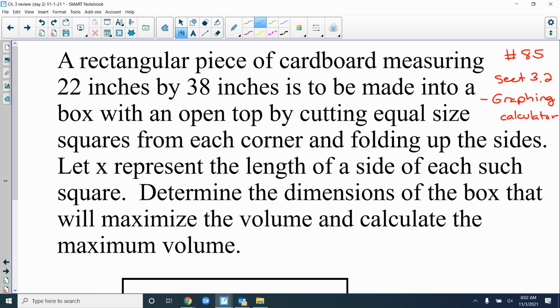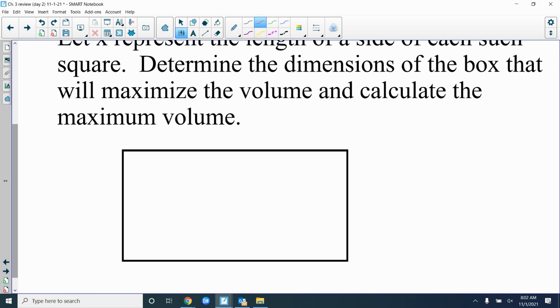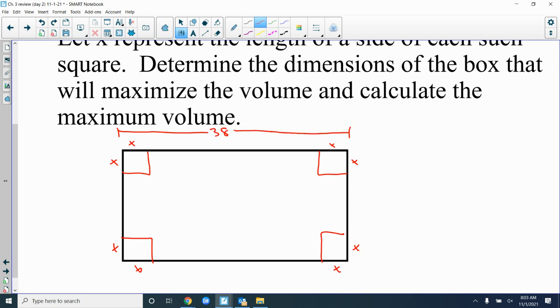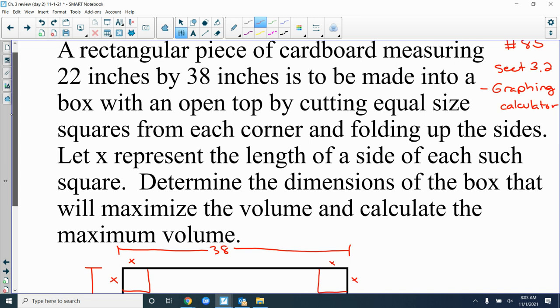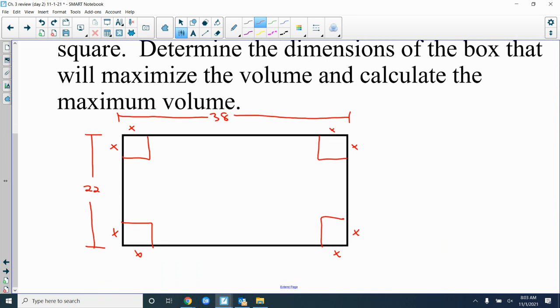All right, so you got a rectangle that looks like this. We're cutting out a square from each corner, and each square is going to have a side length of x. Original box, 38 by 22. Let me see if that's right. Yep, 38 by 22. All right, so you got to come up with your volume formula.